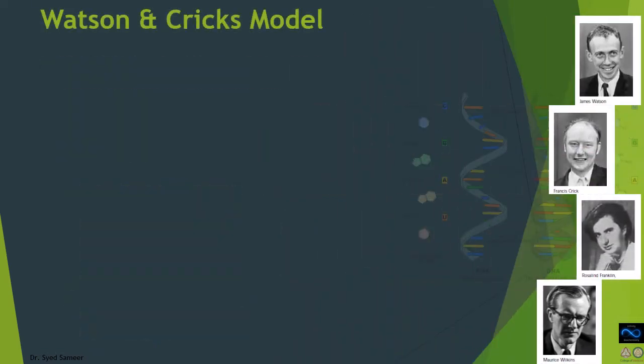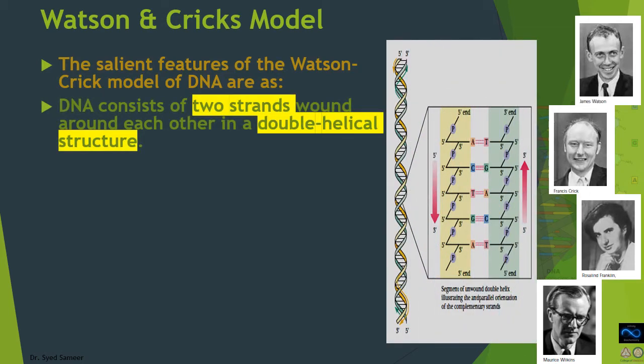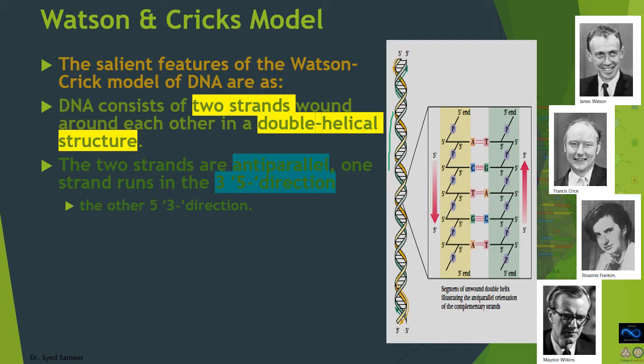So what are the salient features of the Watson-Crick model of DNA? First and foremost, DNA consists of two strands. They are wound around each other in a double helical manner, as you can see in the accompanying picture. Usually it is a right-handed helix, and the two strands are antiparallel to each other. That means one goes in the direction 3' to 5', and the other has the 5' to 3' direction.